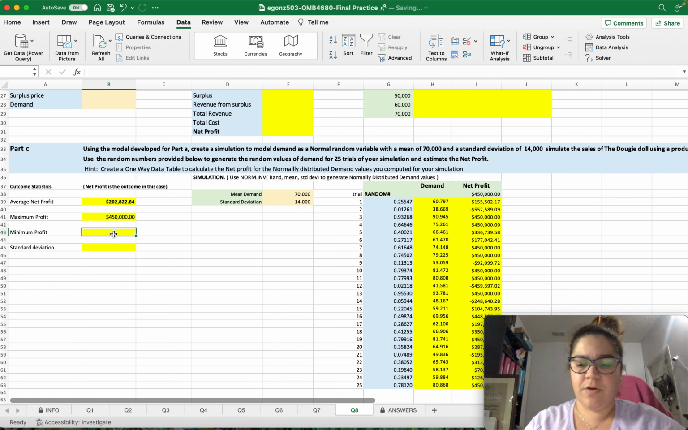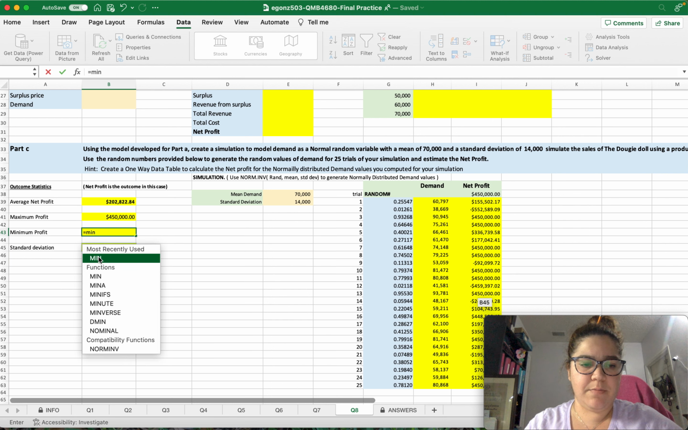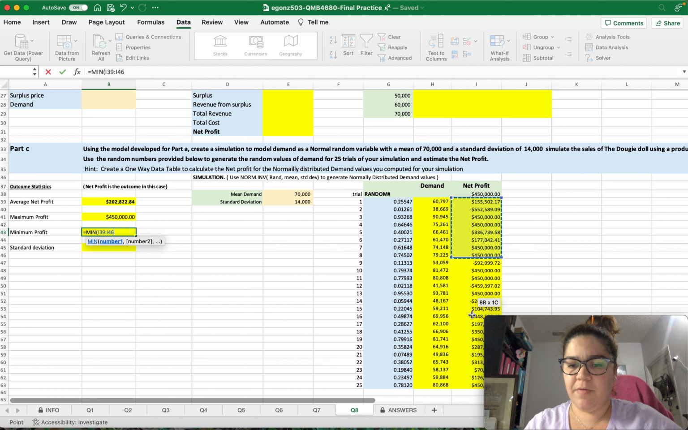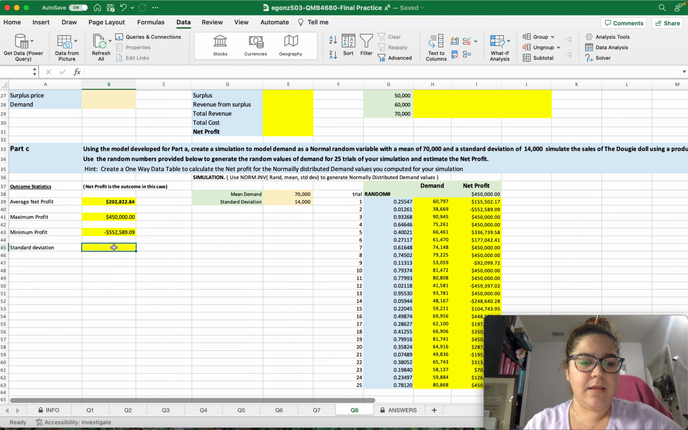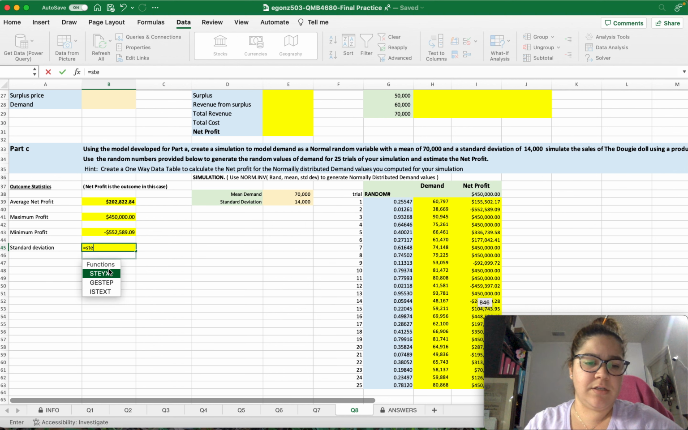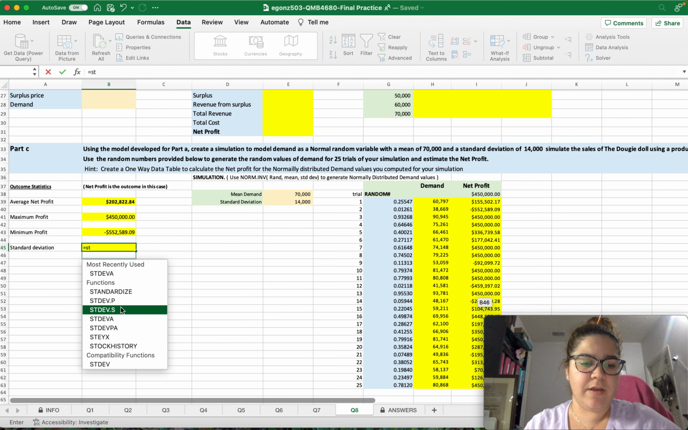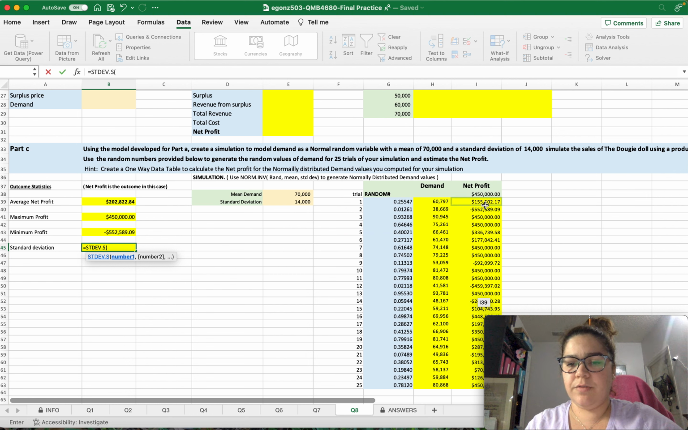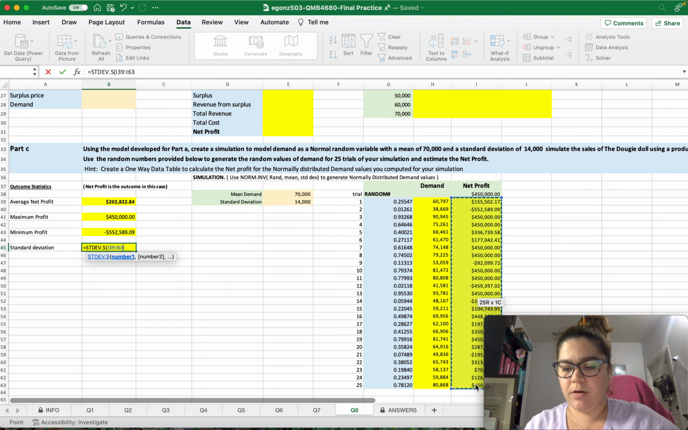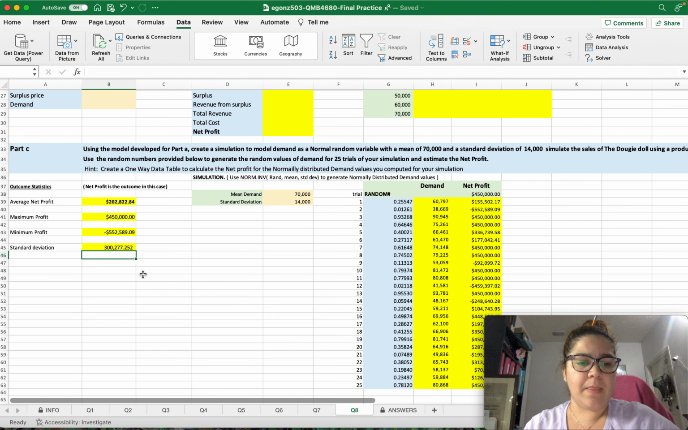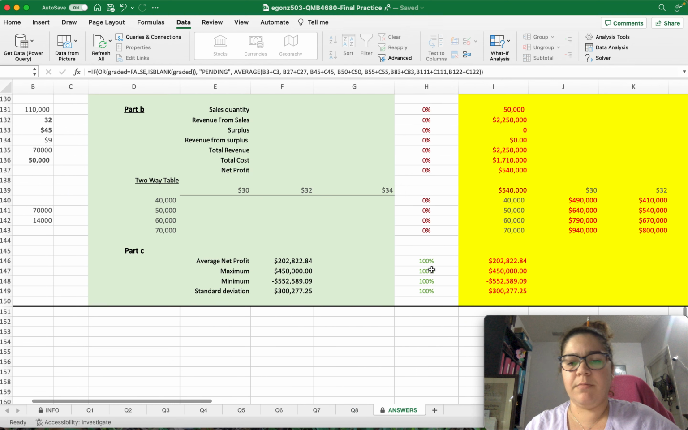Then they're asking us for our minimum profit, right? Minimum of all of these that we just calculated. And my standard deviation is standard deviation sample of the same. So I want to know how far apart are these values. And let me go to answers and make sure part C.